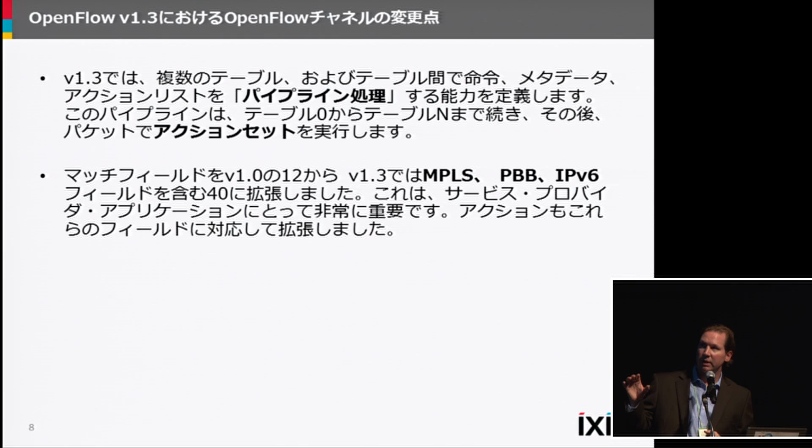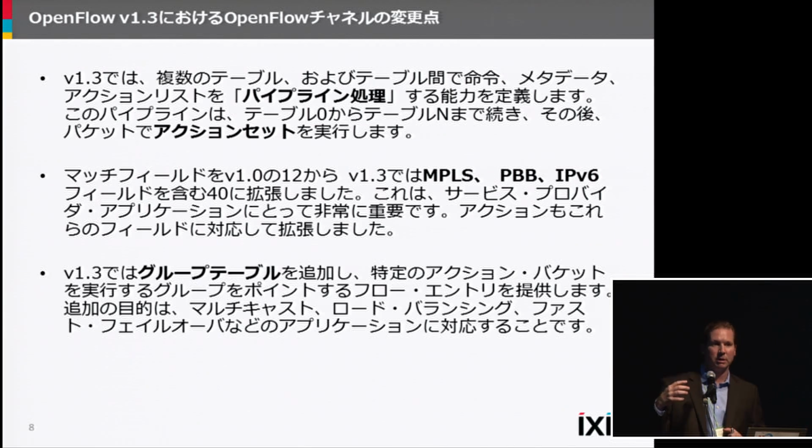The next point is that OpenFlow adds something called a group table. The group table is useful for multicast processing, as well as you can use a group for things like link aggregation groups.